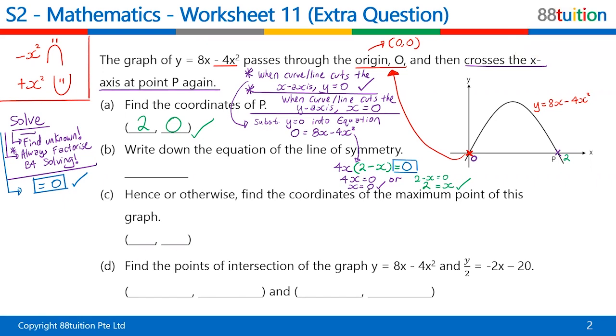Like in primary school, for example, they draw like that. This is my heart. So how do you draw the line of symmetry? How do you draw the other half? Another heart, right? Like that, correct or not?